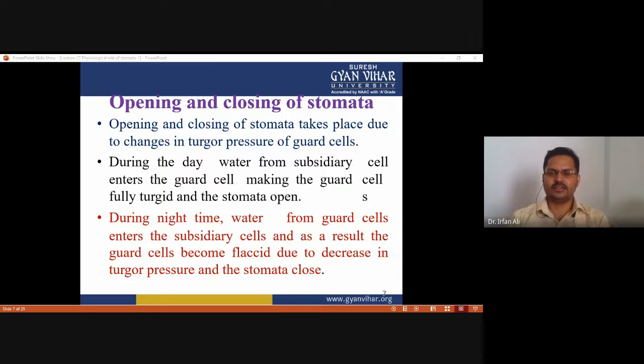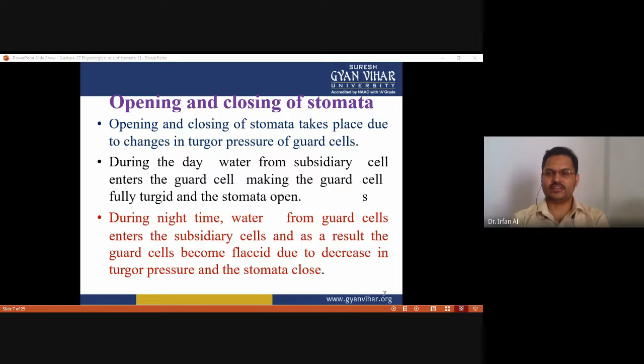Turgor pressure is the pressure when water enters the guard cell from the subsidiary cells. यानी जब water आपका subsidiary cell से guard cell के अंदर जाता है, तो obviously जब water guard cell के अंदर ज़्यादा होगा, when the water content in the guard cell increases.